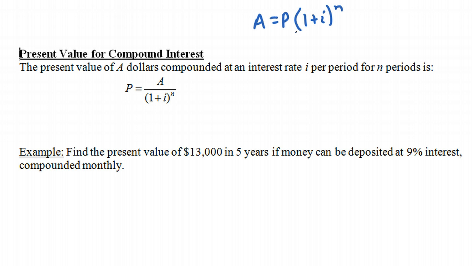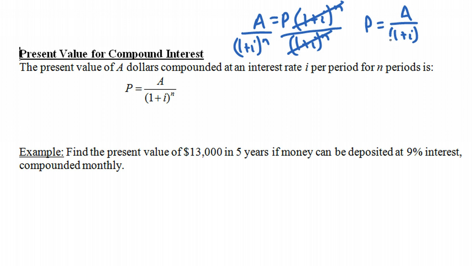How would we do it? Well, if we want P all by itself, we divide both sides of this equation by (1 plus I) to the N. Notice these would cancel over here, and we'd be left with P is equal to A over (1 plus I) to the N. This is the present value formula for compound interest. So that's what I've written down here.